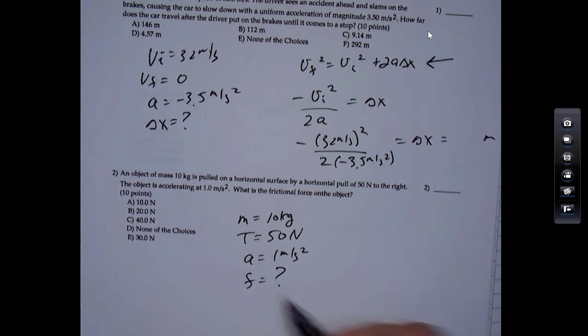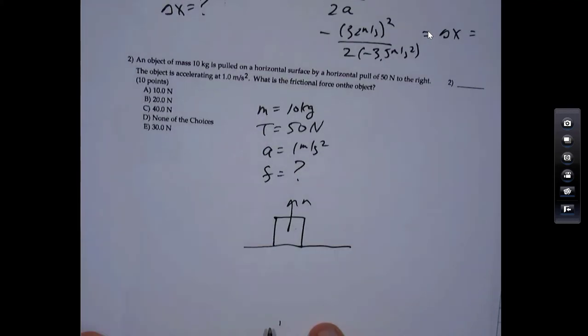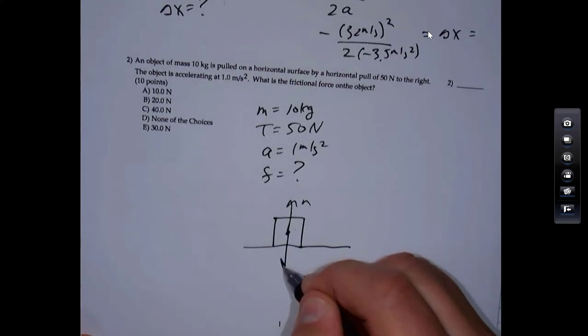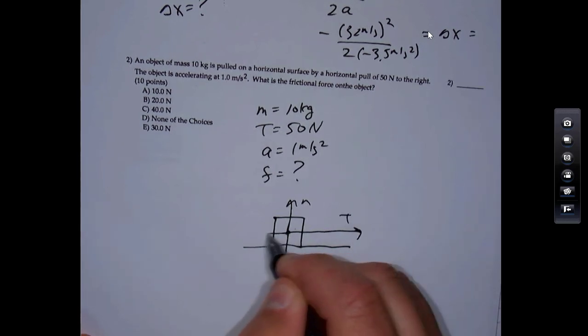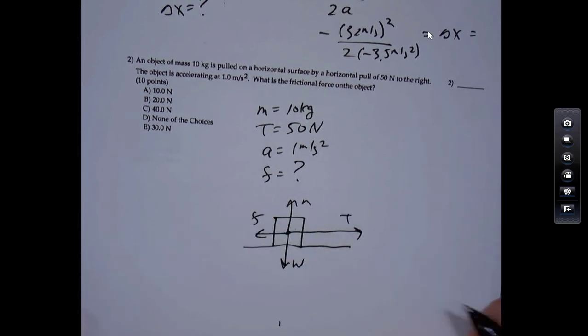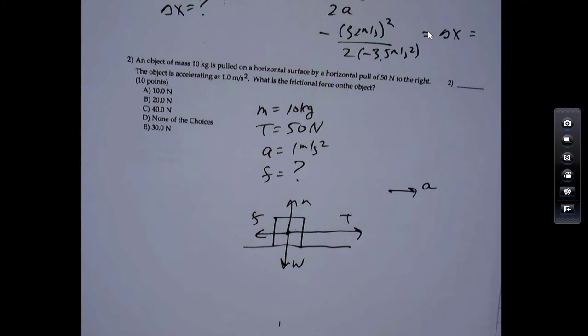A free body diagram would be helpful for this one. Normal force, weight, what I call the tension here, frictional force back the other way. And I drew tension larger than friction on purpose because the acceleration is this way. Then I could use Newton's second law. Net force is equal to ma.